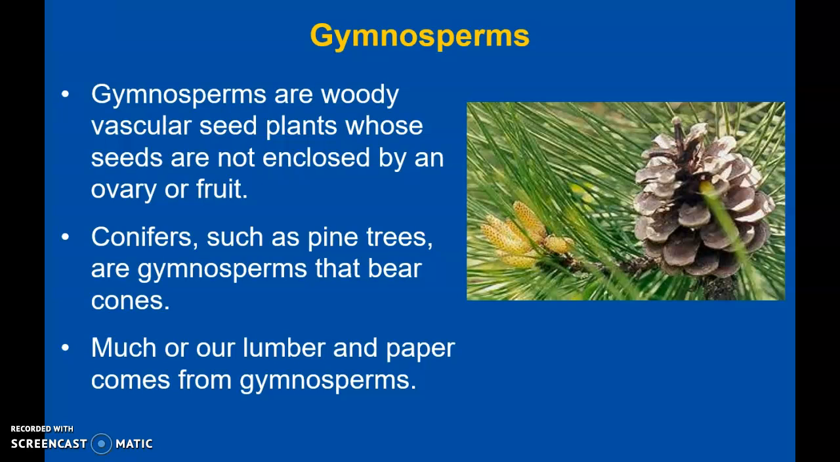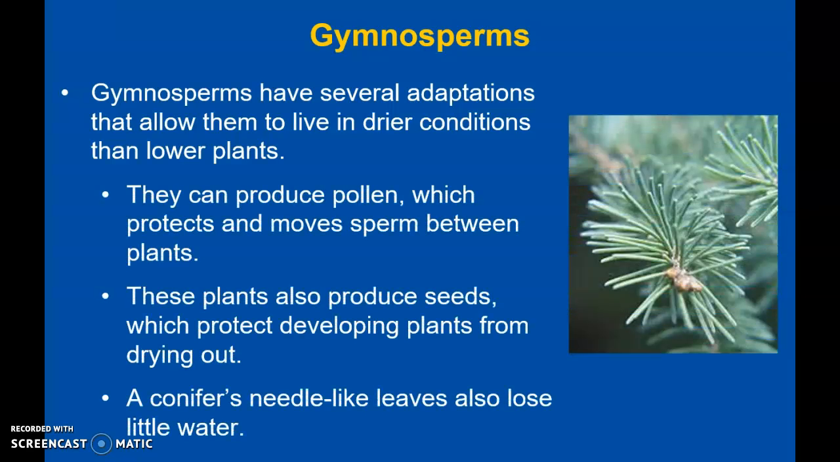Most of the lumber and paper that we use comes from gymnosperms, so they're pretty important plants for us. They have a lot of adaptations that help them live in drier conditions. So whereas the lower plants, the ferns and the mosses, need to be near a water source, gymnosperms don't necessarily need to because they've been able to adapt over time.